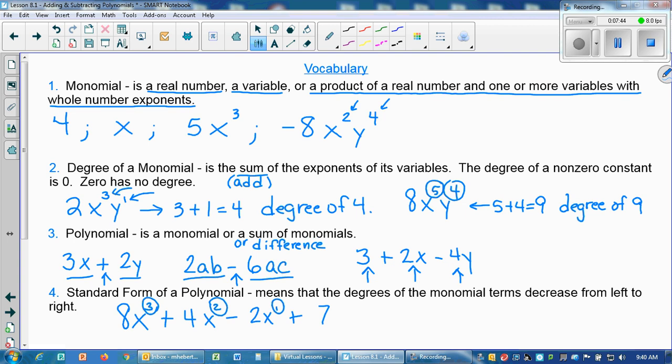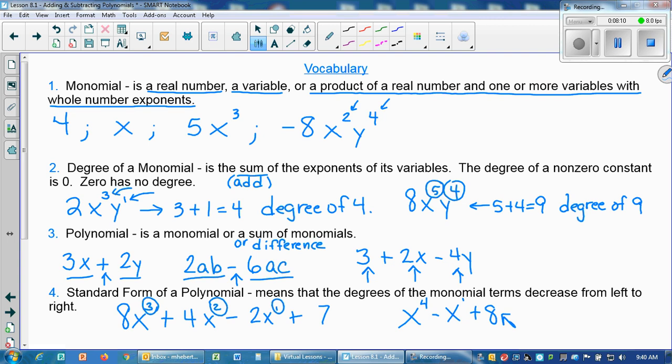Sometimes you may not have everything. You may not have a 3, a 2, and a 1 degree. It might go straight from x to the 4th minus x plus 8. But we still went down from highest degree of 4 to the next lowest degree, which would be 1, to the next lowest degree, which would be 0. So 4, then 1, and then finally here, no degree.